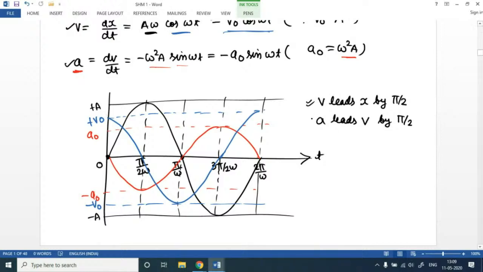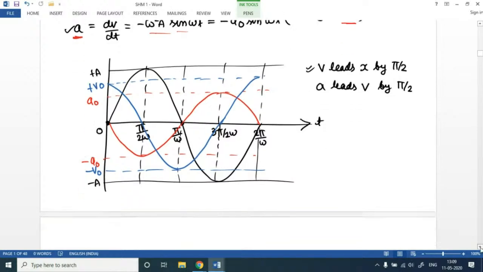So that is what it means when we say that there is a phase difference of pi by 2 between v and x or a and v, etc. So that is the idea. So here we have represented x, v, and a as function of time.